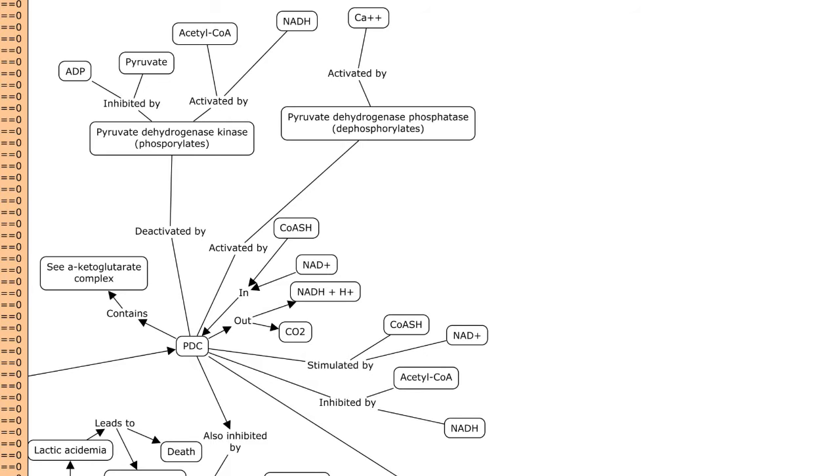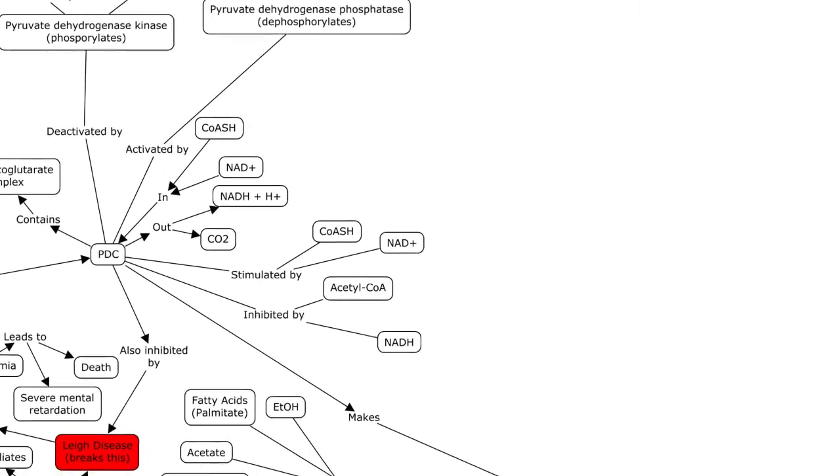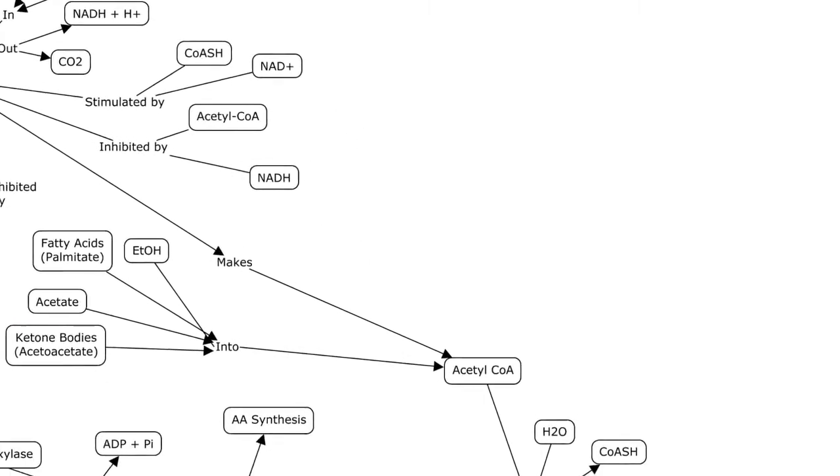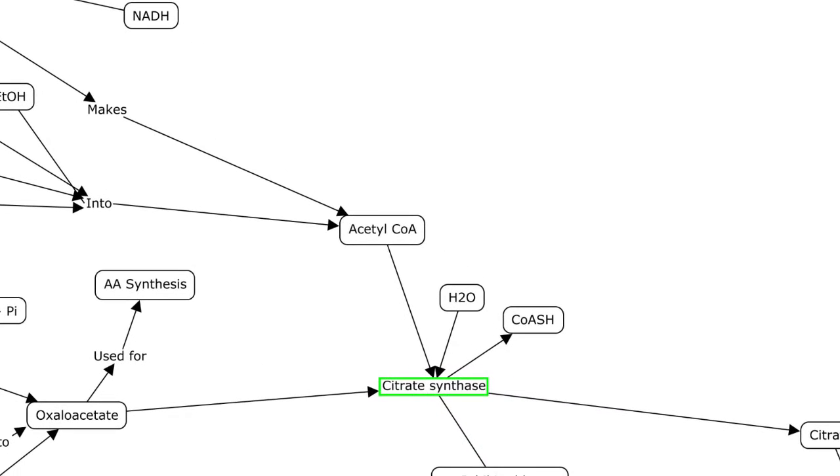It's also inhibited by Leigh disease, which we'll get into a little bit later because it just breaks things. Okay, so the PDC, the main product that we're going to focus on, that our glucose molecule is now, is acetyl-CoA. There's a couple of different names for CoA. It's coenzyme A or CoASH. It's all the same thing.